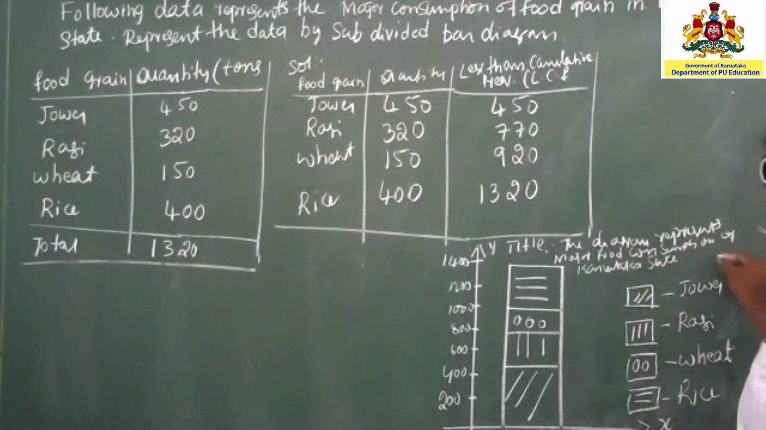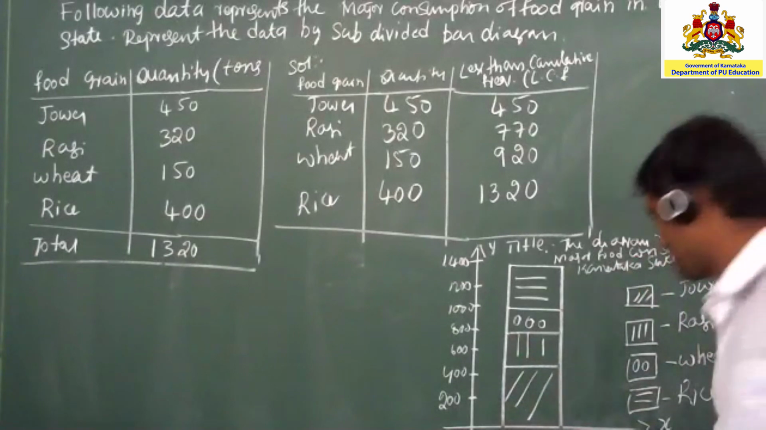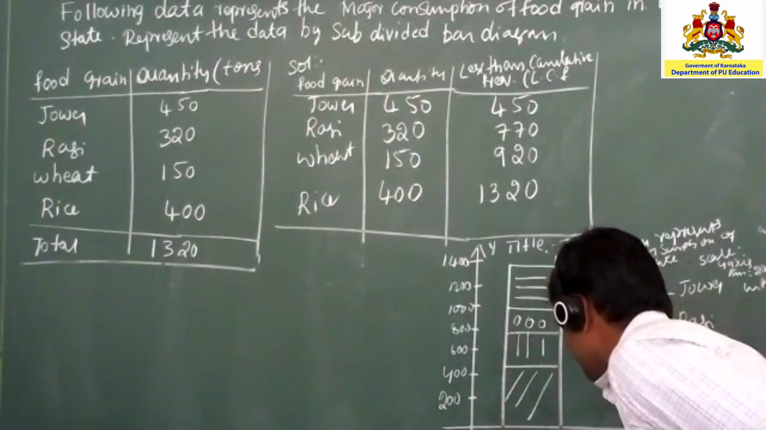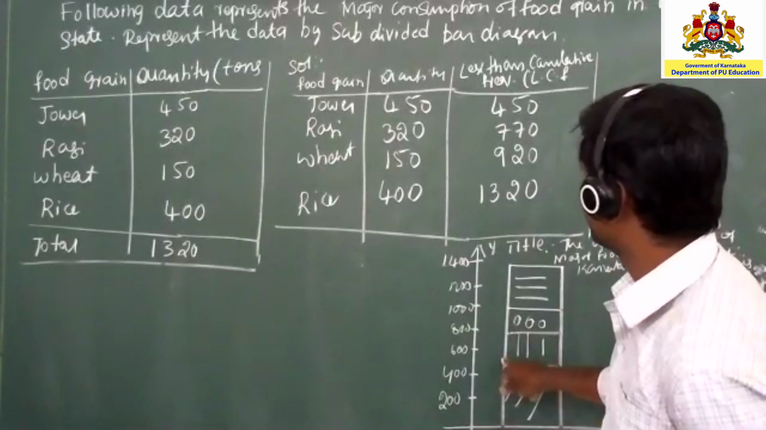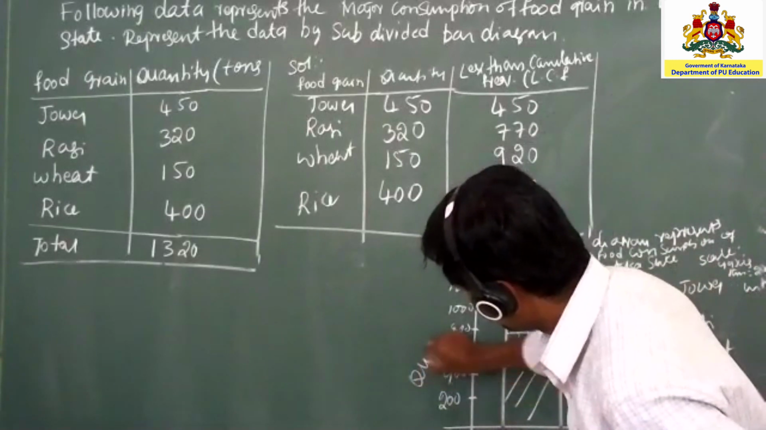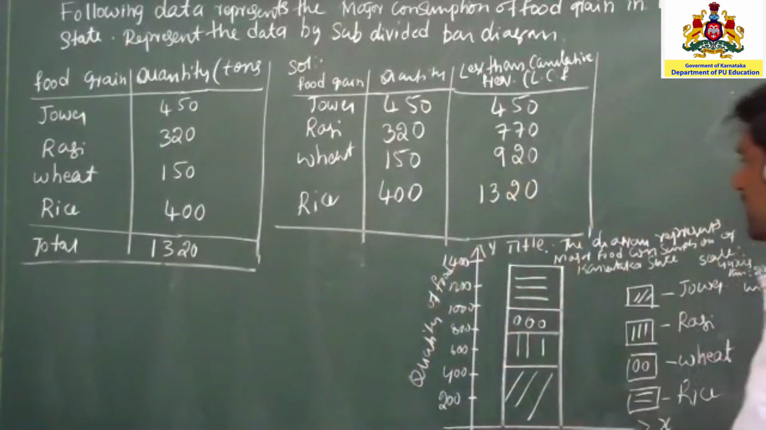And scale. I'm writing here the scale. On the y-axis, 1 centimeter equals how much? See, what is the difference? 200. That is 200 units. So the y-axis is what? Food grain. And here the values, what is that? The quantity of food. So this is the construction of the subdivided bar diagram.